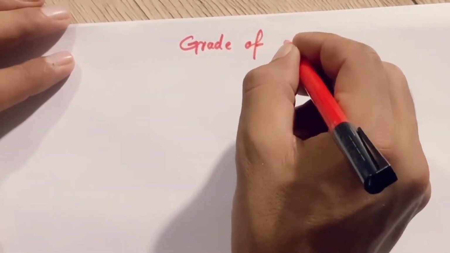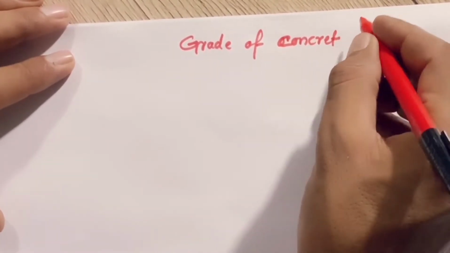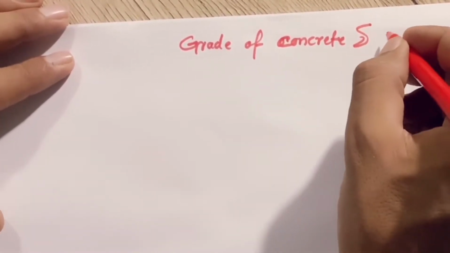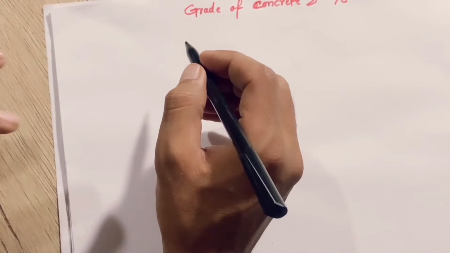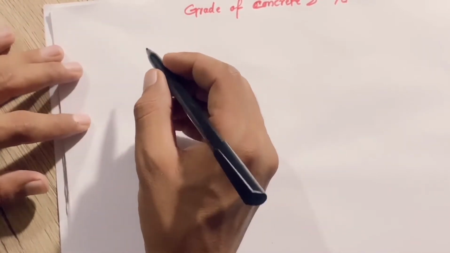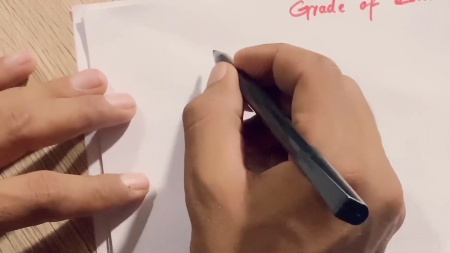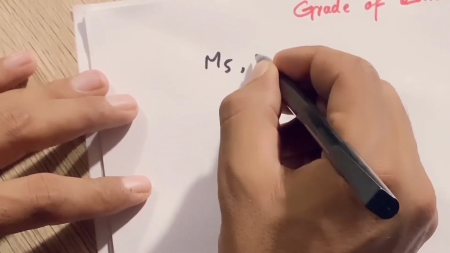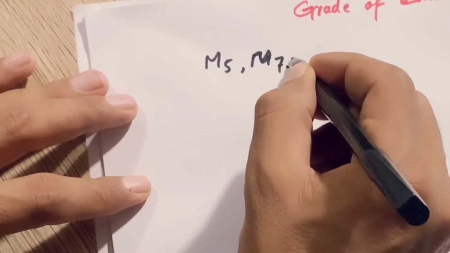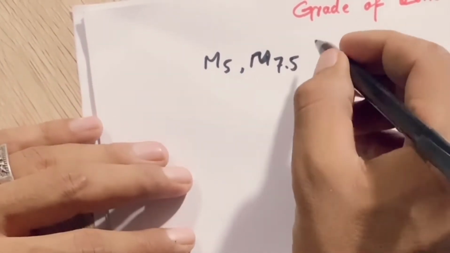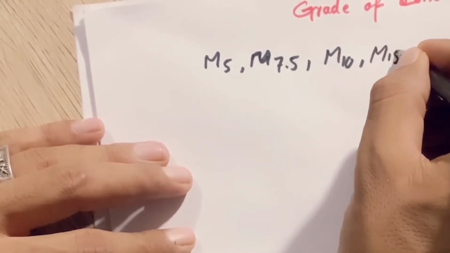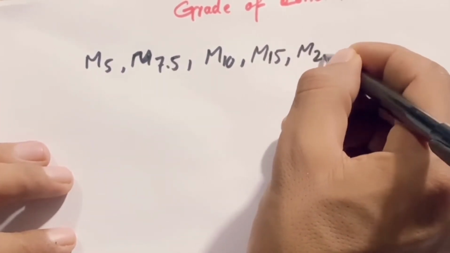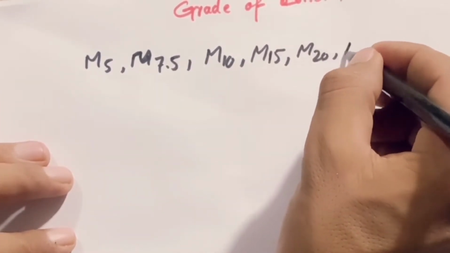Grade of concrete and water cement ratio. We have several types of concrete grade. You can see here we have M5, M7.5, M10, M15, M20, M25, and so on. These are the grades of concrete.